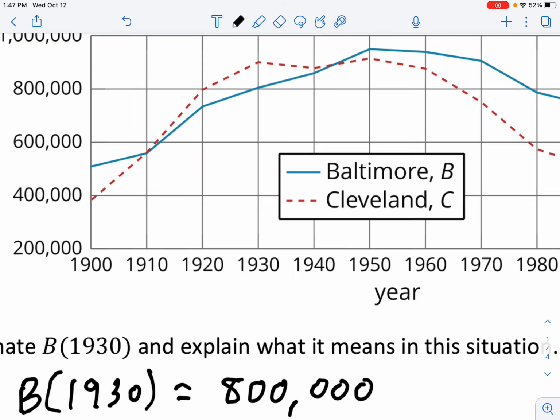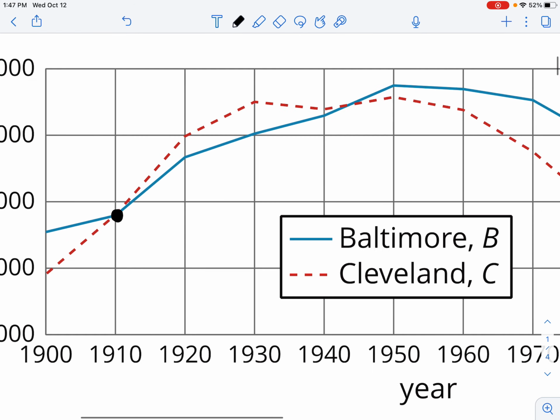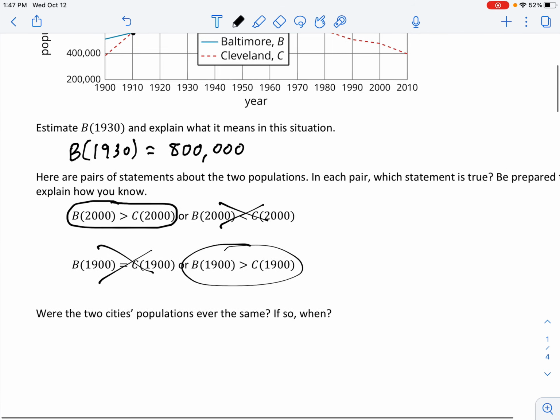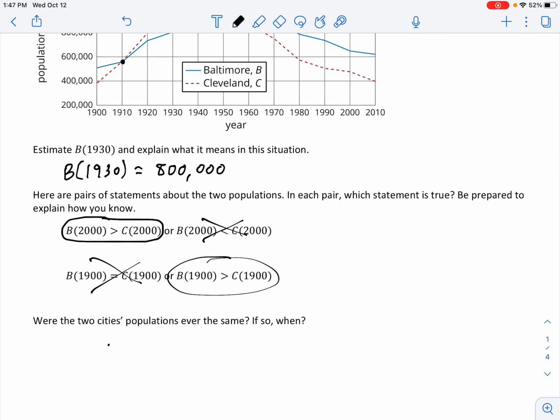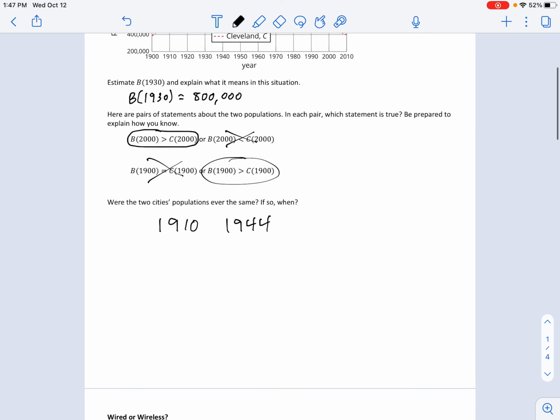All right, and to determine if the populations were the same, we just look for points where the graphs intersect. And so you can see we have a point here at 1910, and then a point here, and we kind of have to approximate this one. It's between 1940 and 1950, but it's a little bit closer to 1940, so I would say it's around 1944. So we have 2 points where the population was the same, and that was in 1910 and approximately 1944. Okay, so there's a fairly straightforward way to just compare two functions in graph form.